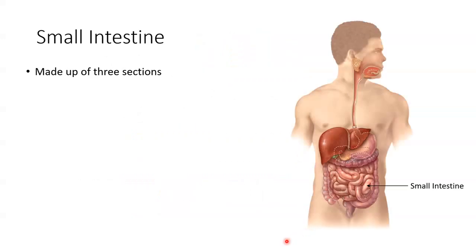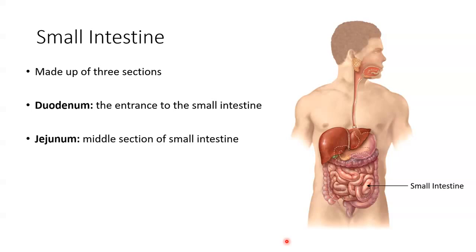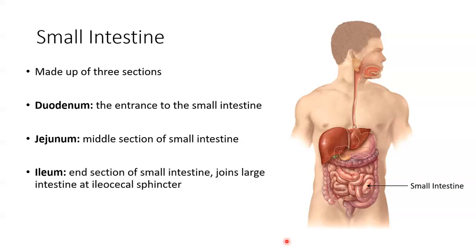From the stomach, the digested food then makes its way to the small intestine, which is divided into 3 regions. The first part of the small intestine is the duodenum. It starts at the pyloric sphincter of the stomach and is roughly the first 25 centimeters of the small intestine. The next portion is the jejunum, which is about 1 meter long. And the last portion is the ileum, which is about 2 meters long and joins to the large intestine at a smooth muscle sphincter called the ileocecal sphincter or the ileocecal valve.